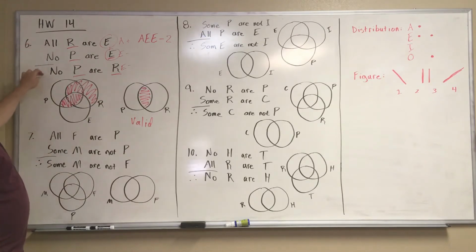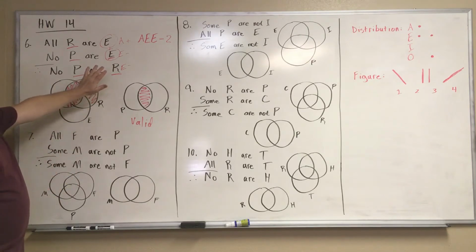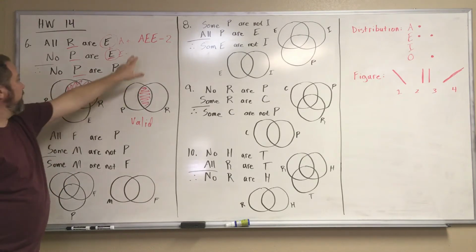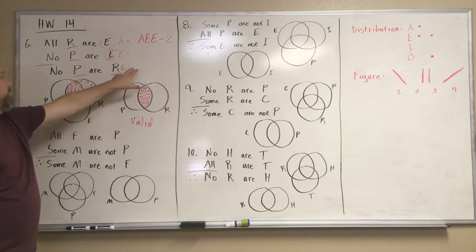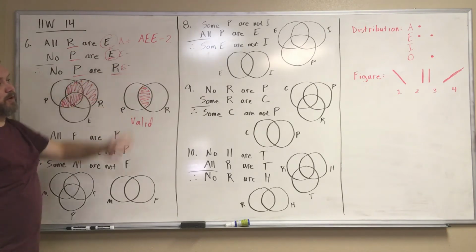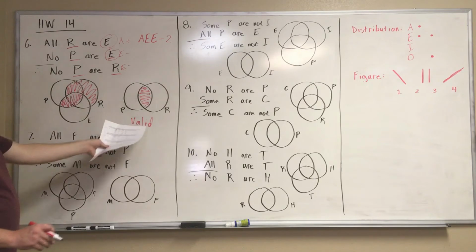Existential fallacy, we have all universals, so we don't have to worry about that. And then the second one, we have one negative premise, one negative conclusion. So the 1 and 1 matches up, so we're good there. So it is valid.